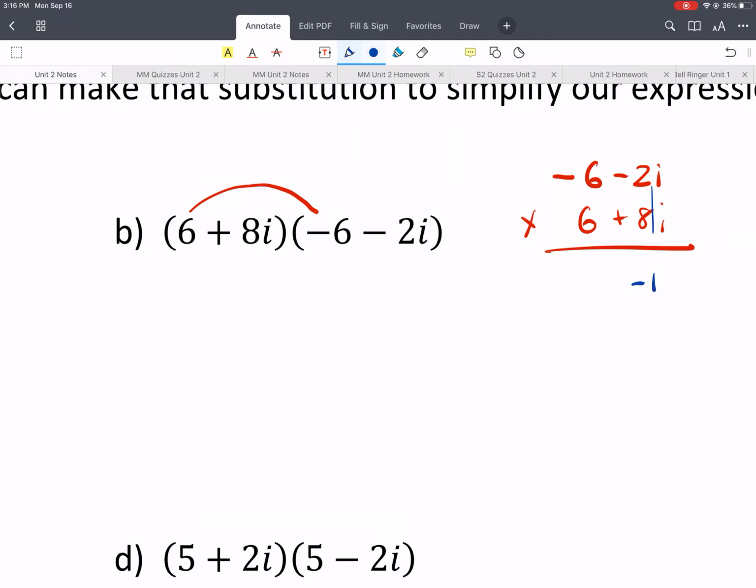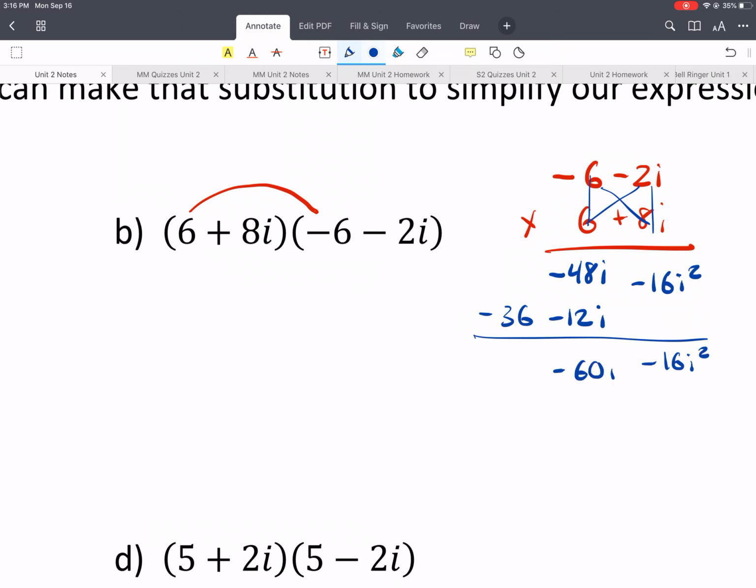So you could multiply this. That gives us -16i squared, and then we could multiply that, which would give us -6 times 8 is 48i. And then we can multiply here, which gives us a -12i. And then multiply here, it gives us a -36. And then you just combine, you add them right above: 16i squared here, that would be a -60i, and a -36. So lots of different ways to do this, and then we know that this is going to be times a negative 1.